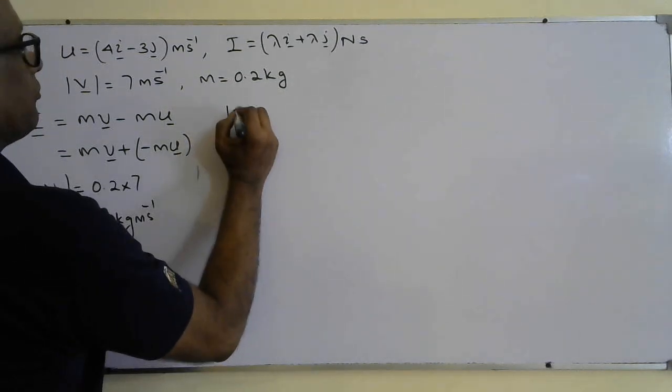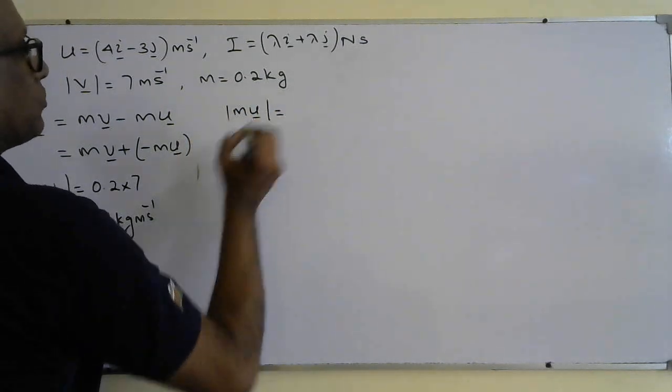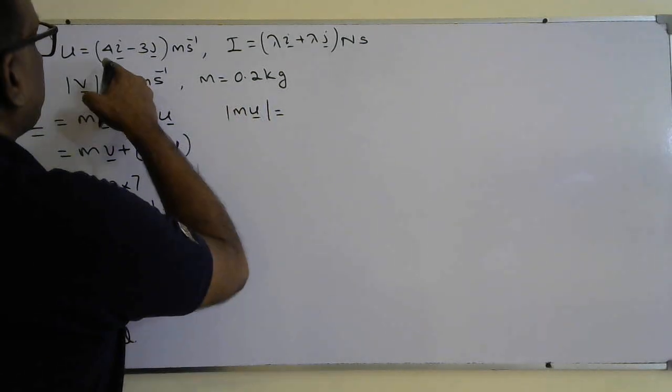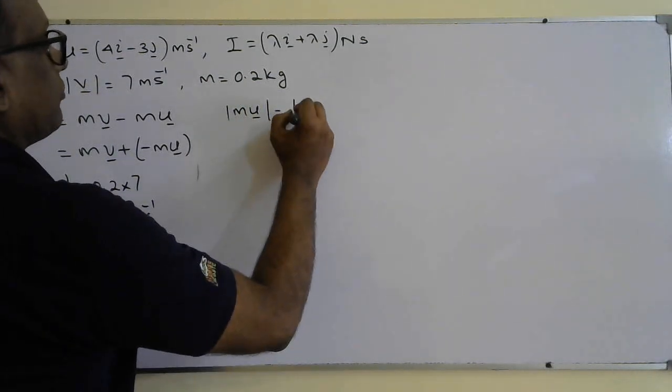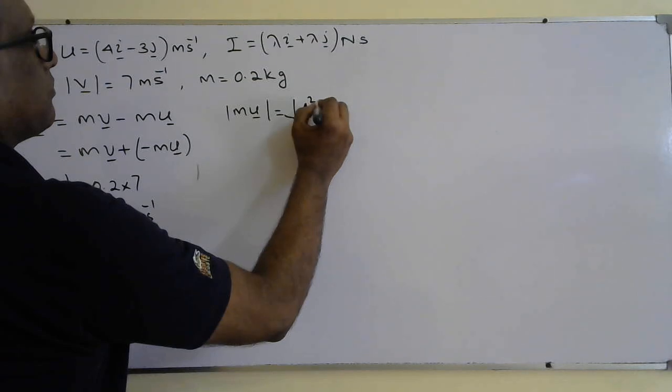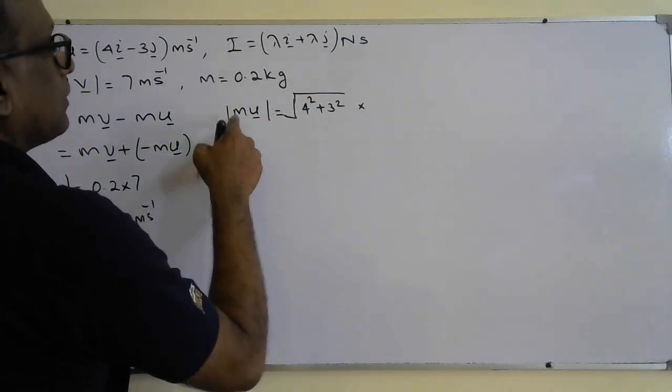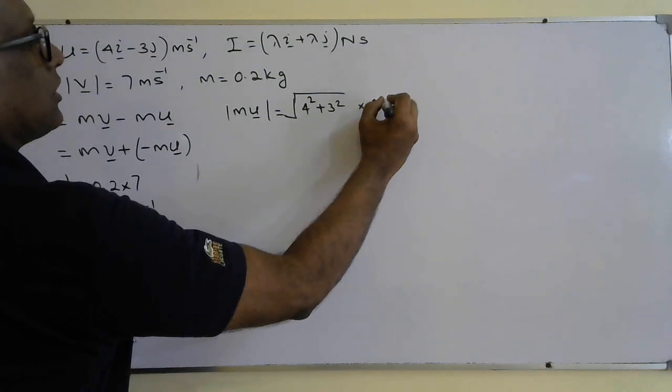So the magnitude of mu is equal to the square root of 4 squared plus 3 squared, times the mass, 0.2.